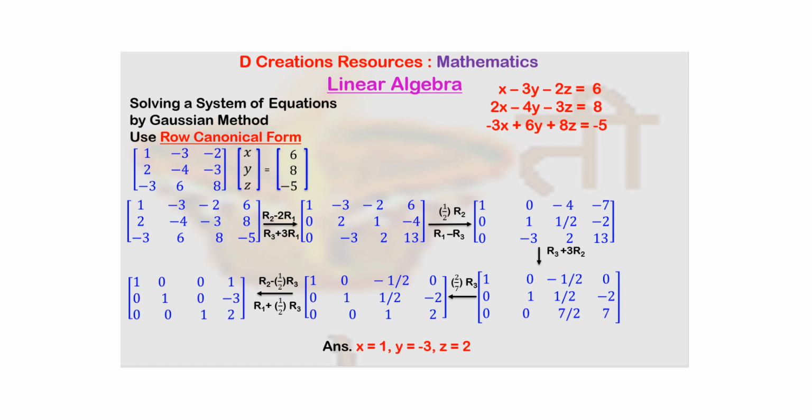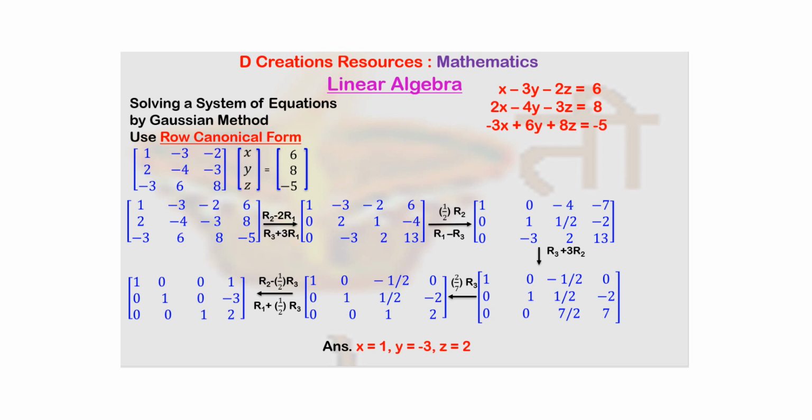They need to operate on each entry in the row. When you say R2 minus 2R1, just 2 is not going to go to 0. That is the first thing. Minus 4 will also modify. And how will it modify?